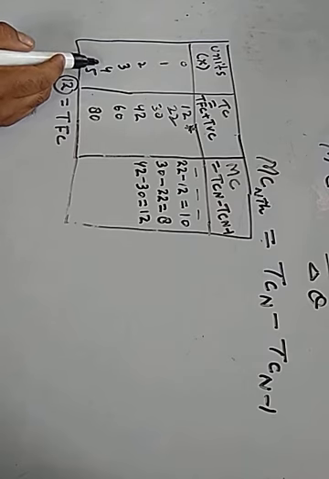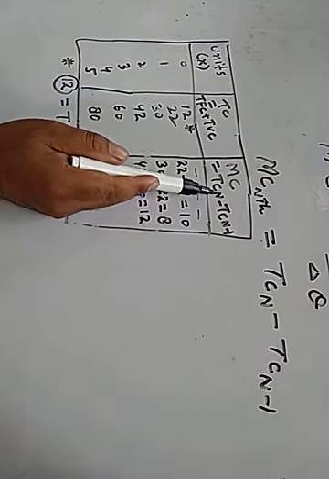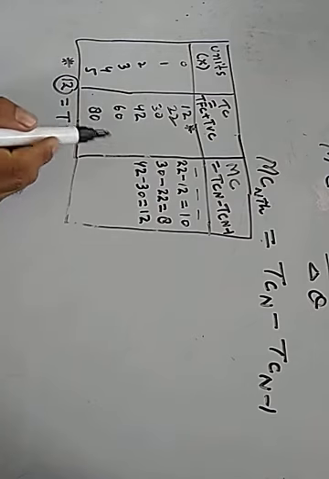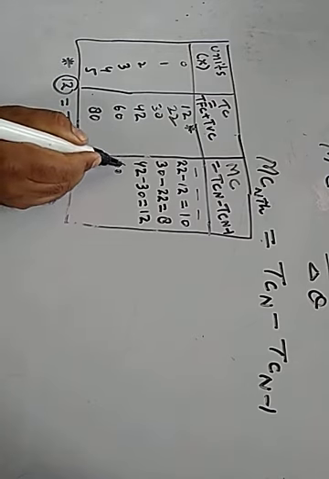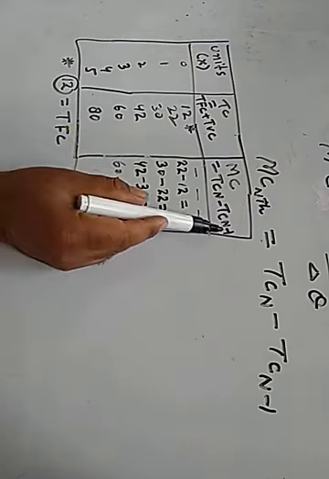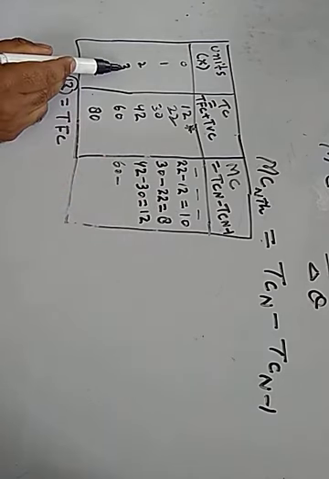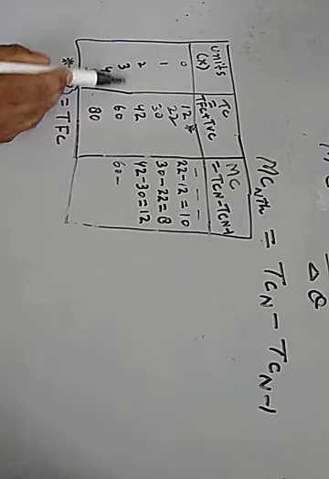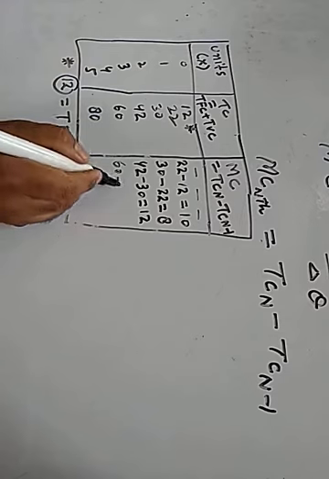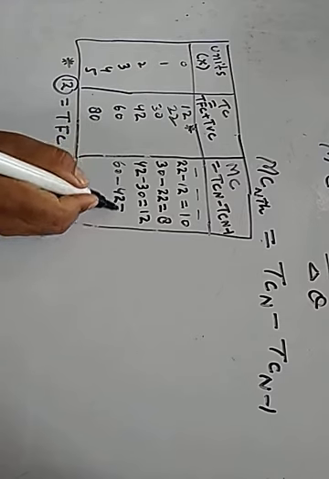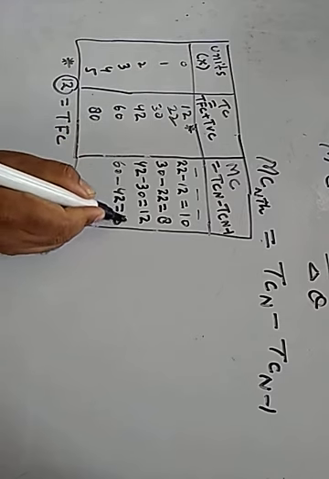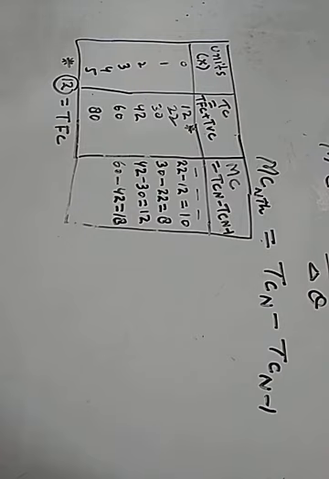And then total cost when 4 units of output are produced, that is total cost of n, the current unit, that is 4 units, is equal to 60 rupees, minus total cost of n minus 1, that is 4 minus 1, equal to 3 units. Its total cost is 42, so it will be 60 minus 42, equal to 18 rupees. That is the additional cost of producing the additional unit, the 4th unit.